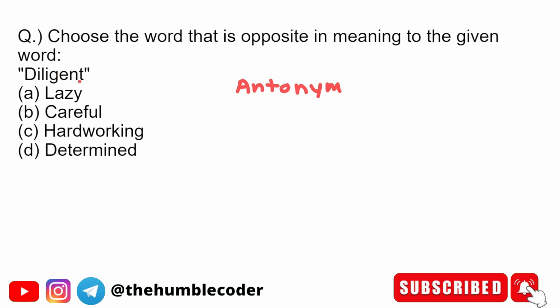So the question is diligent. We have to find the opposite of it. To give you an idea, diligent is something like very proactive, very active. The options are lazy, careful, hardworking, and determined. We know diligent means active, and the opposite is lazy. So the correct answer for this question is option A, which is lazy.